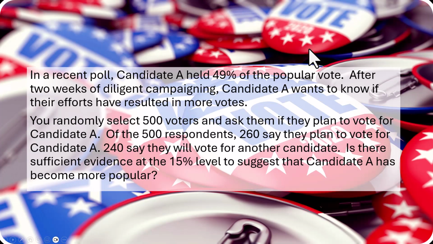Let's begin. In a recent poll, candidate A held 49% of the popular vote. After 2 weeks of diligent campaigning, candidate A wants to know if their efforts have resulted in more votes. You randomly select 500 voters and ask them if they plan to vote for candidate A. Of the 500 respondents, 260 say they plan to vote for candidate A, while 240 say they will vote for another candidate. Is there sufficient evidence at the 15% level to suggest that candidate A has become more popular?